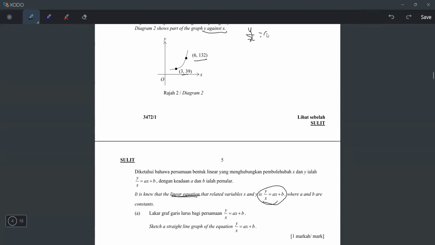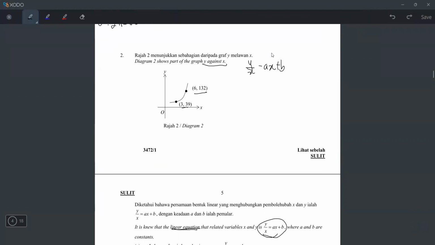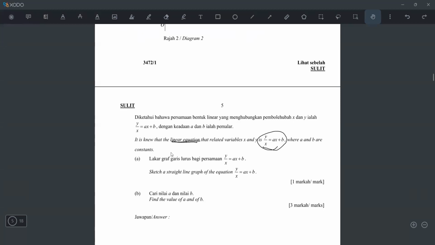Y over x equals ax plus b. Can you see it's really written in linear form? Y equals mx plus c. But for the y and x, you have to use huruf besar, capital letters, because the y-axis is actually y over x. It means modified already. It's not y anymore. But the x-axis is x, which is still x lah. And the gradient is a. The gradient is a, and the y-intercept is b. All right. So let's see what else the soalan says. So let's keep reading. Where a and b are constants, sketch a straight line.